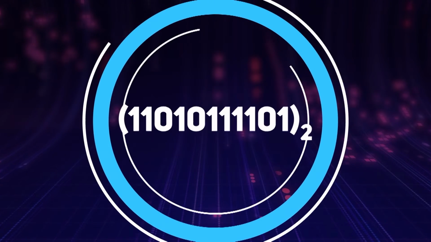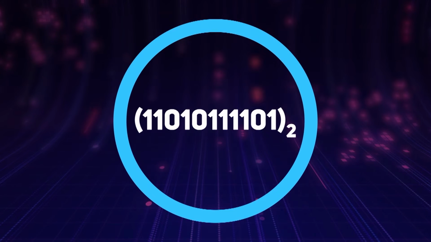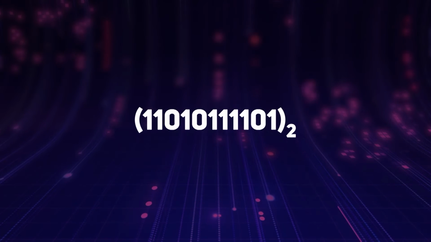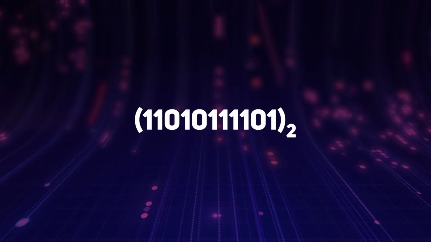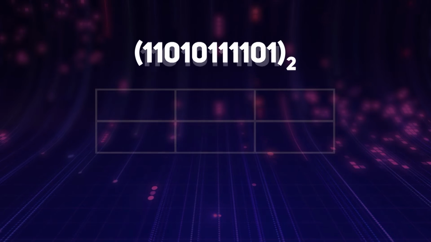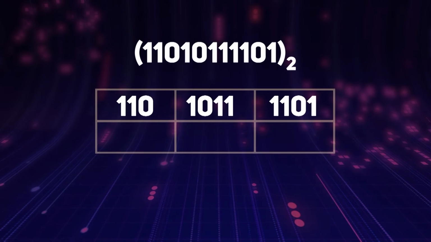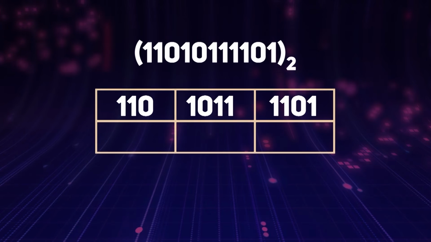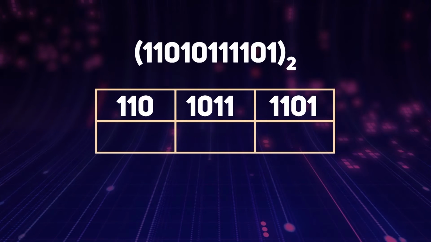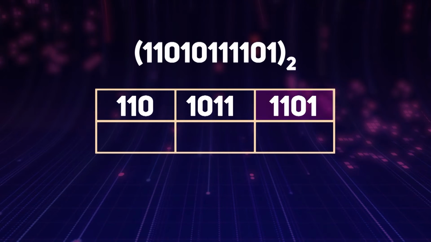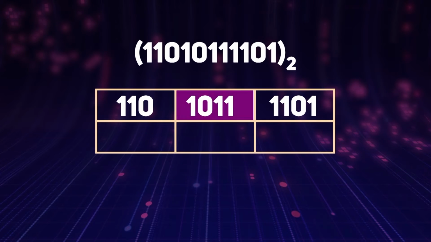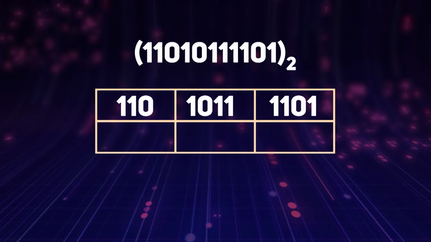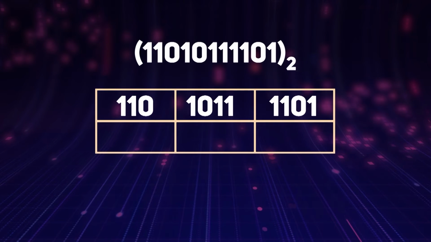Convert the binary number 11010111101 to the base 2 to hexadecimal. First of all, divide the binary number into groups of 4 bits from the right. So the first group from the least significant bit is 1101, next group is 1011, next is 110. The last group contains only 3 bits.